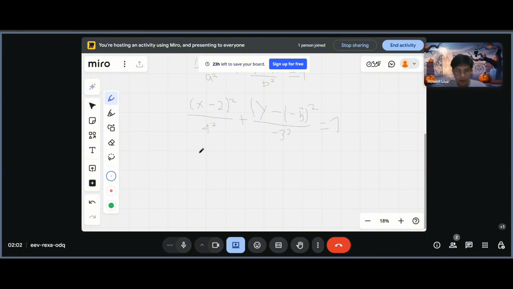So it's going to be (x minus 2) squared over 16, plus (y minus 5) squared over 9, is equal to 1. So we have the standard form.